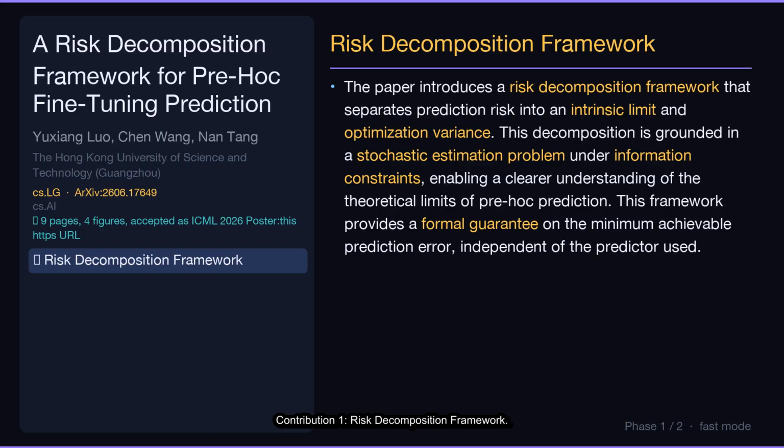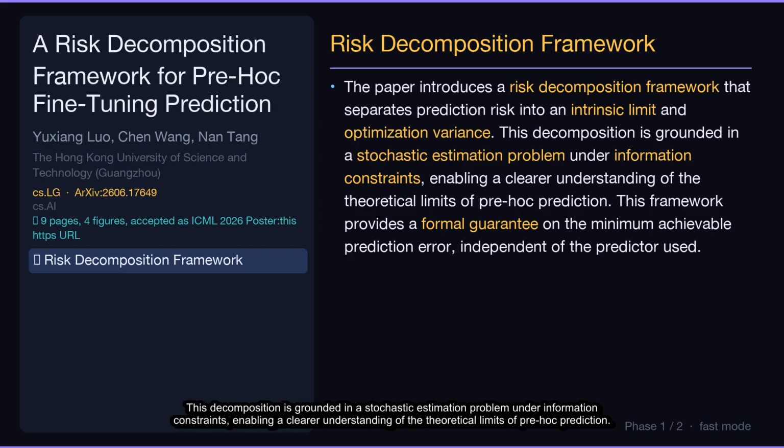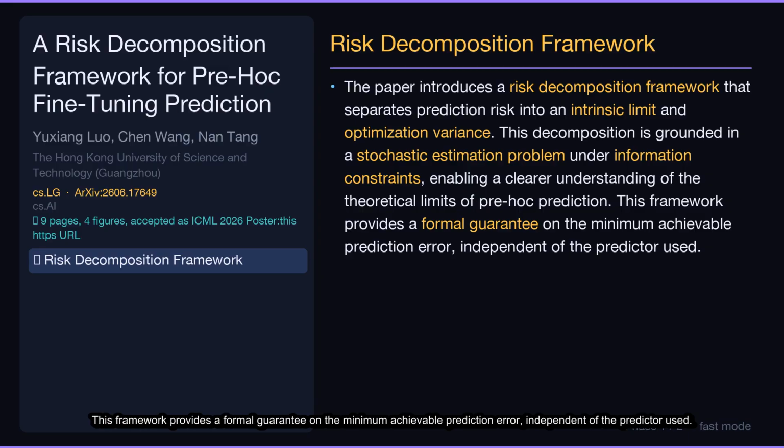Contribution 1. Risk Decomposition Framework. The paper introduces a risk decomposition framework that separates prediction risk into an intrinsic limit and optimization variance. This decomposition is grounded in a stochastic estimation problem under information constraints, enabling a clearer understanding of the theoretical limits of Pre-Hoc prediction. This framework provides a formal guarantee on the minimum achievable prediction error, independent of the predictor used.